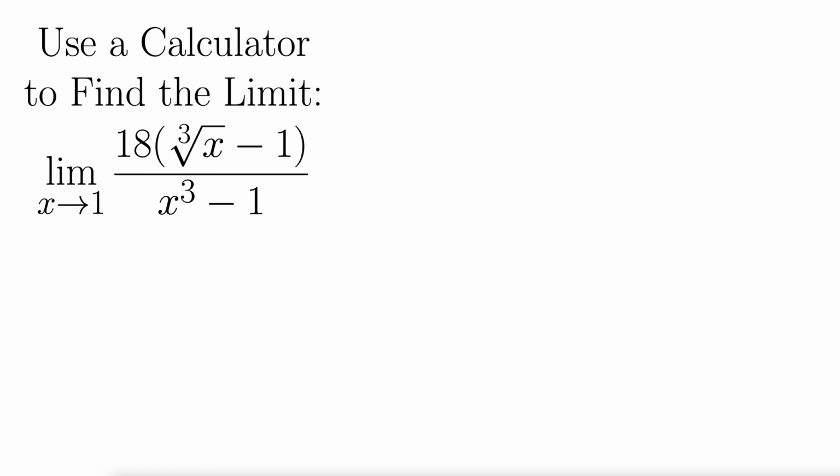This example gives us some crazy function, 18 times the quantity cubed root of x minus 1 all over x cubed minus 1, and then asks us to find the limit as x approaches 1 of that whole thing. It would be challenging to do this analytically using various algebraic manipulations, but it tells us in particular to use a calculator to find the limit.